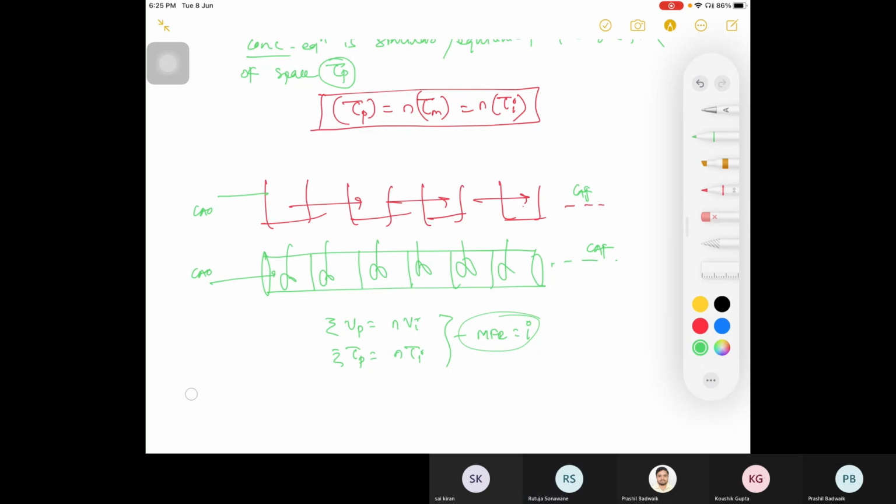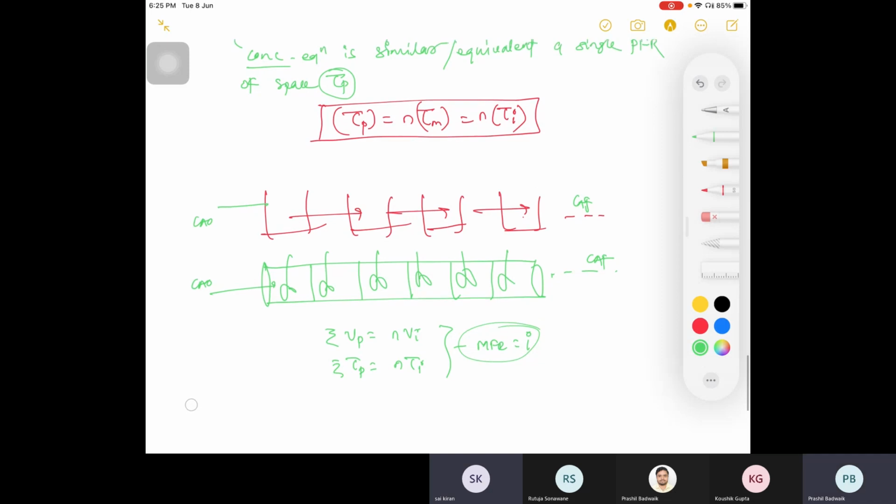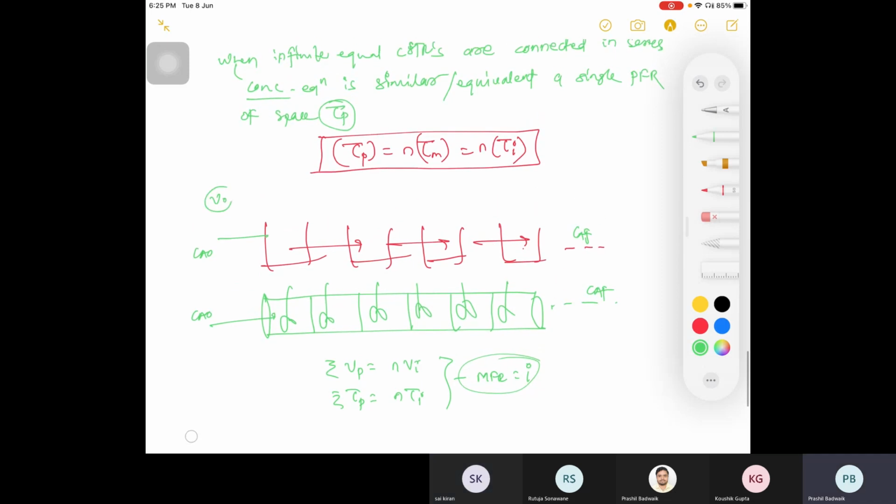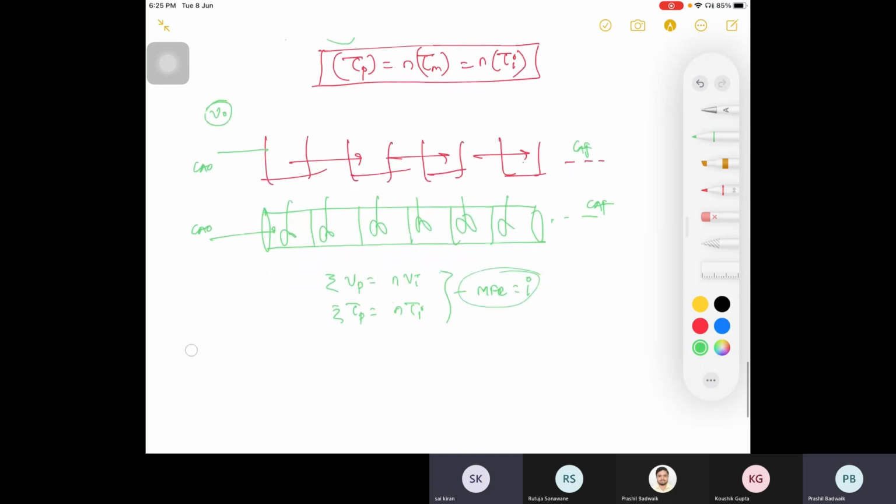Yes, sir. Sai Kiran, Kaushik. Sir, V naught will change for each reactor, na sir? Volumetric flow rate? Yes, sir. At inlet conditions. No. See what is happening here.